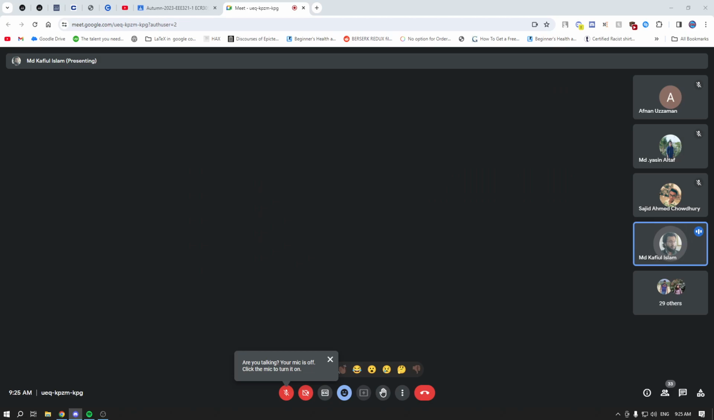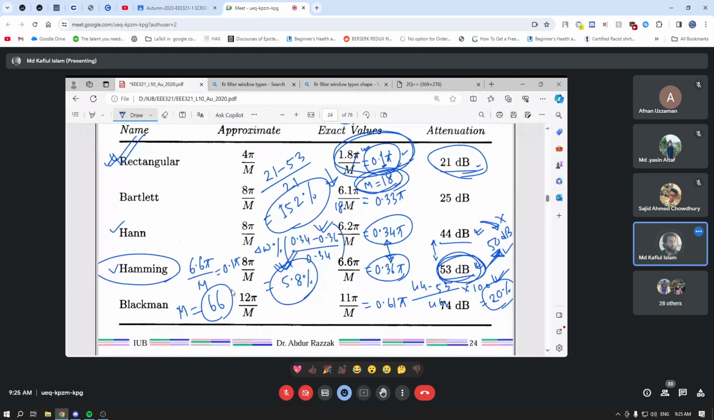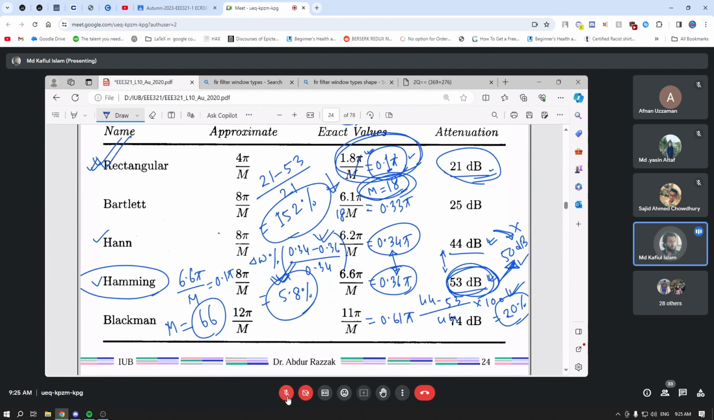66. Exactly. See the order of the filter now, the trade-off. Again, it's a trade-off. If you take m equal to 66, then you can exactly match both the delta omega as well as your As, right? But in that case, you have to take a much higher order. How much? 66 compared to 18, so more than 3 times the order of the filter. So your complexity also grows.